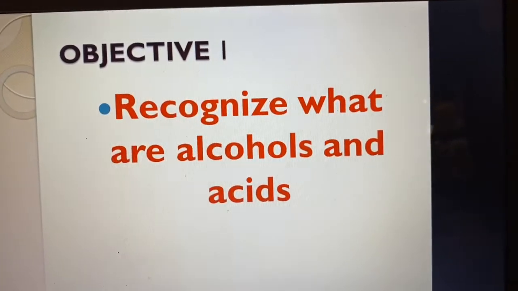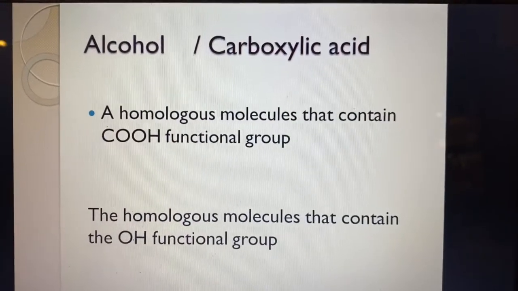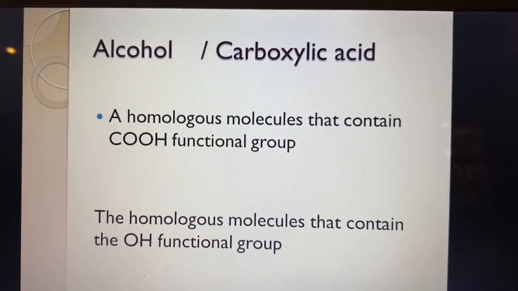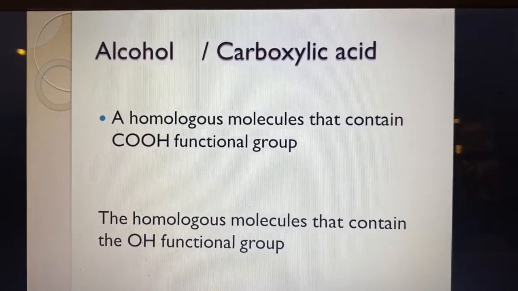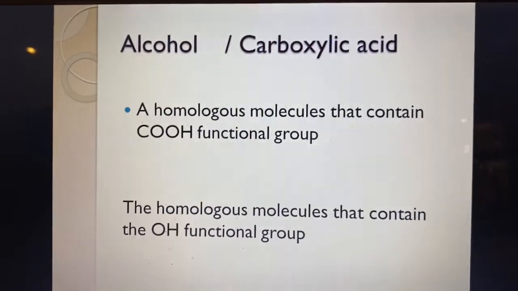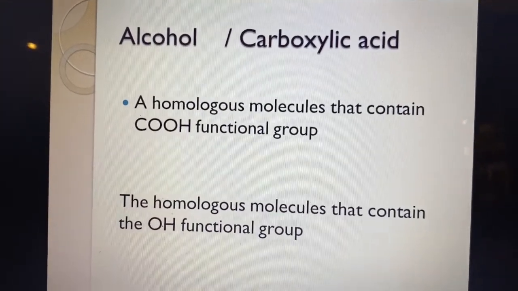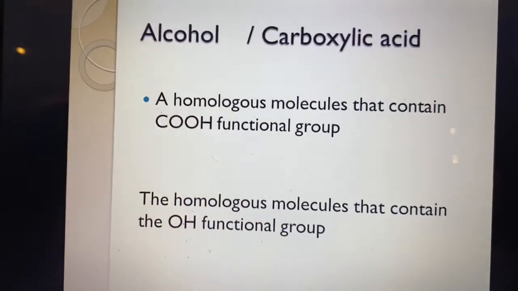Our first objective is to recognize what alcohols and acids are. You have these two words, alcohol and carboxylic acids. You can find these answers on pages 333 and 342 in your book. I combined two lessons for you, the main points from them, so we didn't take all of it. Okay, only the first page from each lesson.